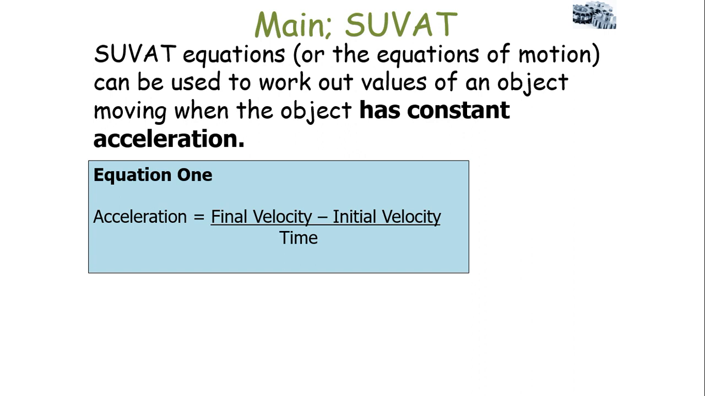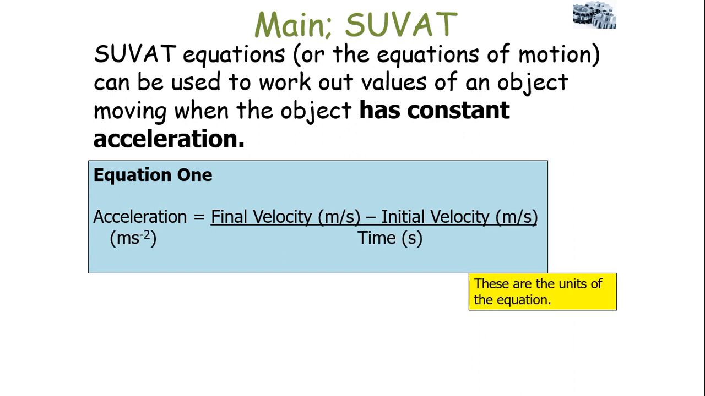common equation, and it's very memorable, hopefully, to you, because we just covered this a couple of minutes earlier. Equation 1 is that acceleration is final velocity minus initial velocity over time. So like we said before, once we put our units in, we get meters per second squared for acceleration, meters per second for velocity, and time in seconds.